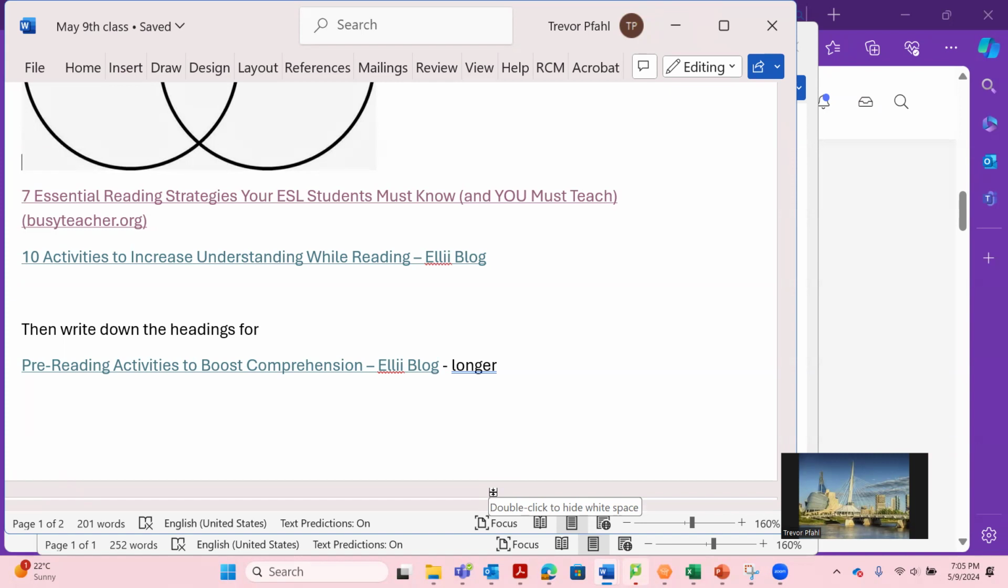So the 7 essential skills are from busyteacher.org. The 10 activities to increase are from Ellii Blog. It should take you to those websites when you search.